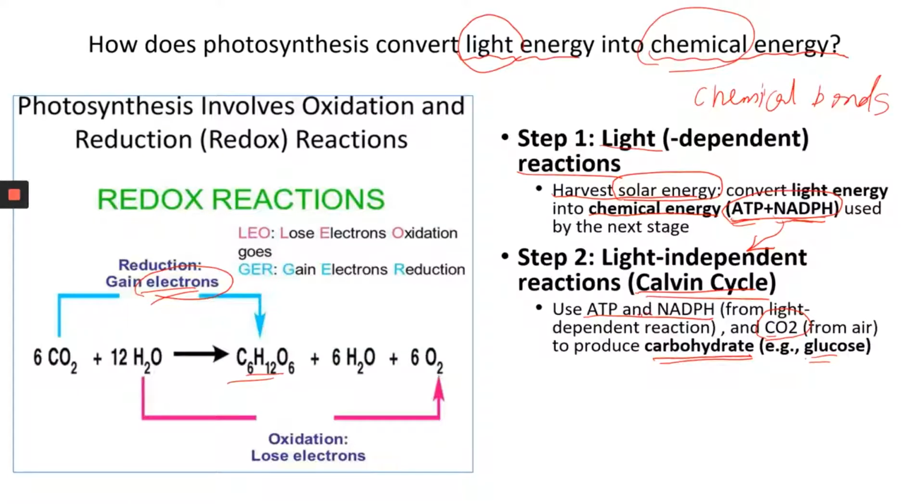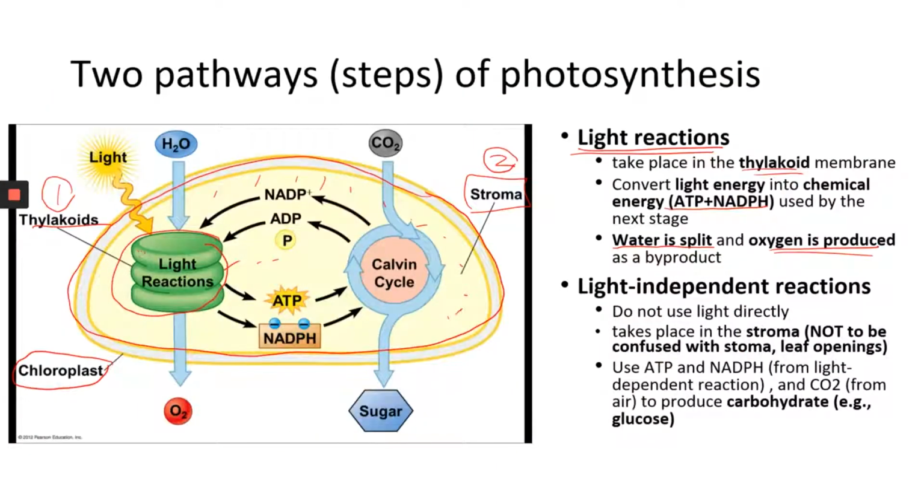Remember we talked about this over here? Again, delete that and change that to 6. So the oxygen in water becomes oxygen gas. It loses hydrogen, so it's oxidized, right? So it loses electrons. That's what happens here. Water is split, and oxygen is produced as a byproduct.